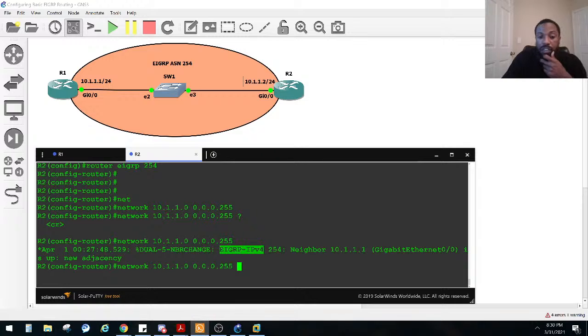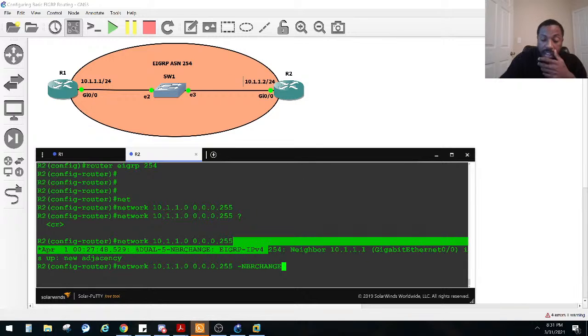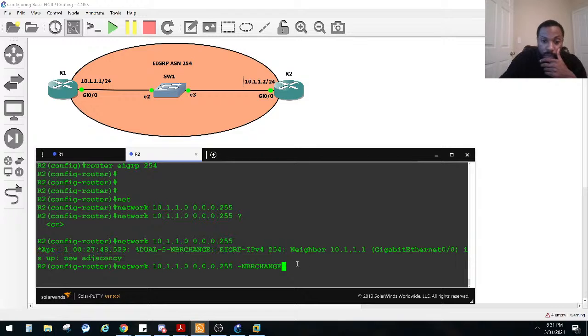EIGRP IP version 4. And then this is the ASN number, 254. And then the neighbor, this is from router 2's perspective, right? He says, oh, look, I got a neighbor, and his router ID is 10 quad 1. And we learned it from GI00, the interface right there, is up, new adjacency. So let's verify that information real quick.